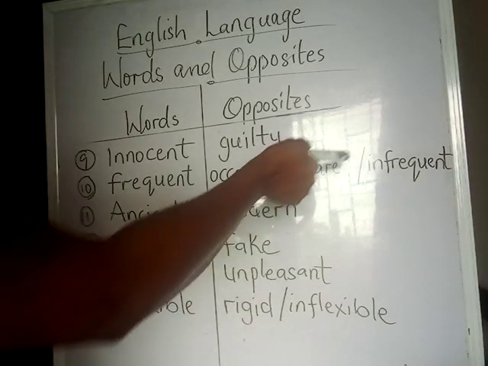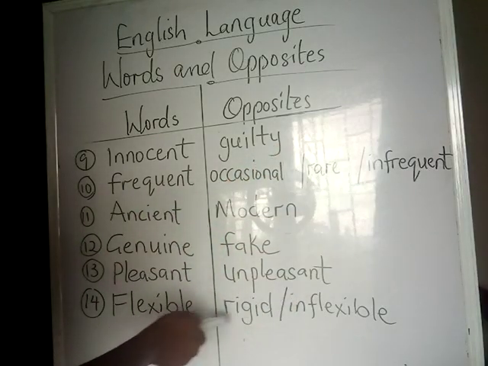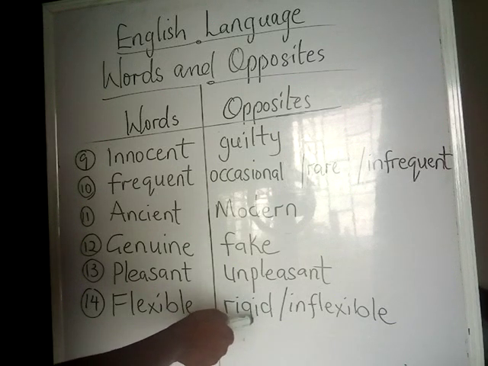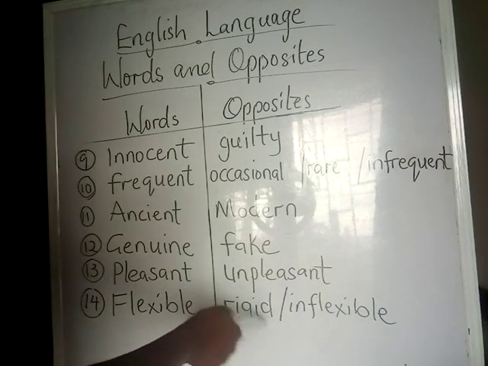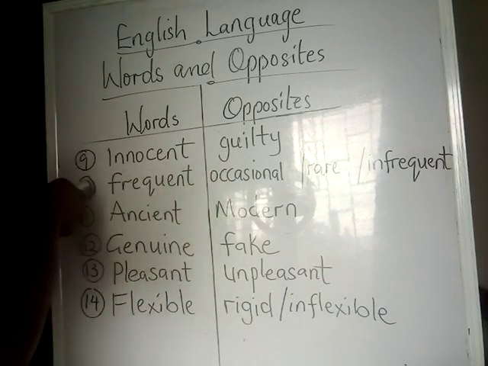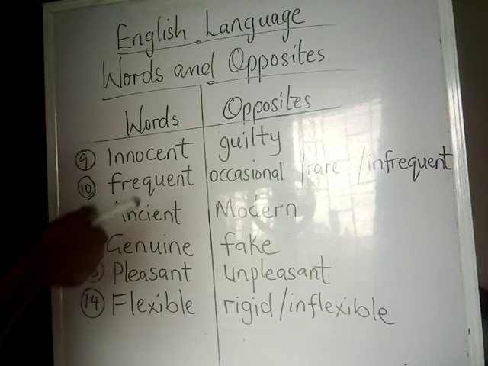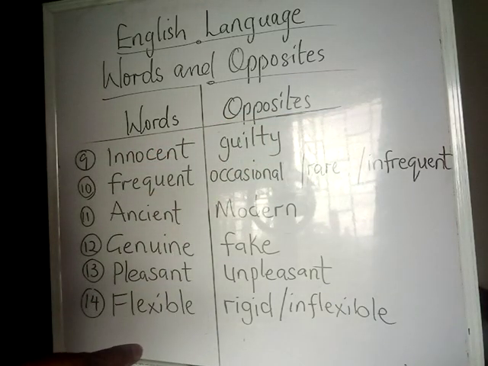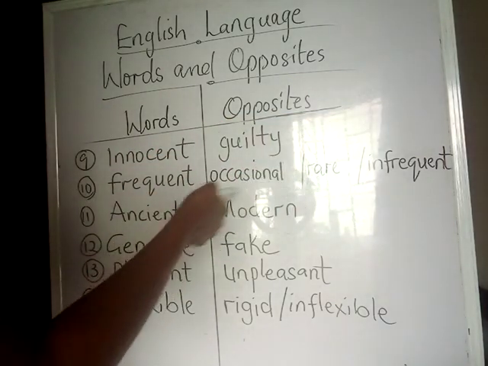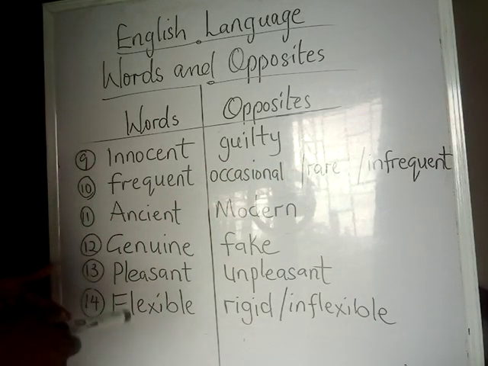We try to bring out the more commonly used opposite forms for words that have more than one. Like flexible, most times what you hear is rigid. You hardly hear people use inflexible. So that's why we're bringing in more than one for some of them. Like frequent: he frequently visits the place, he occasionally. You will rarely hear people say he infrequently visits. So we try to bring out the more commonly used opposite forms of the words you're considering.